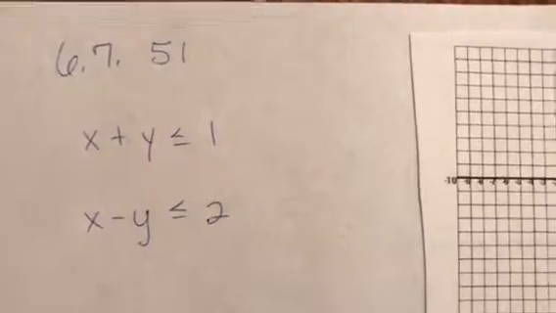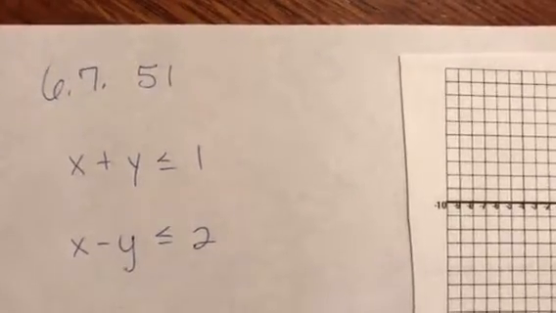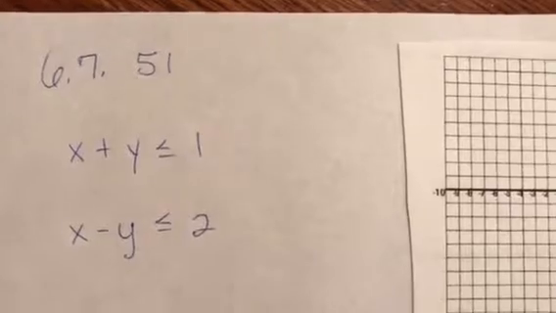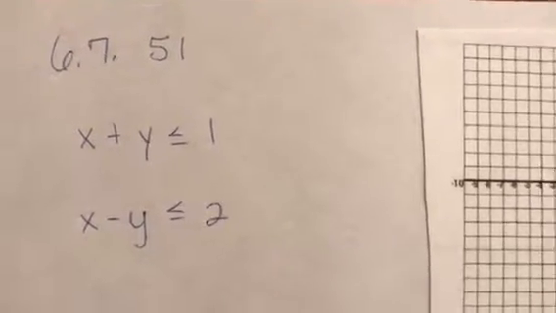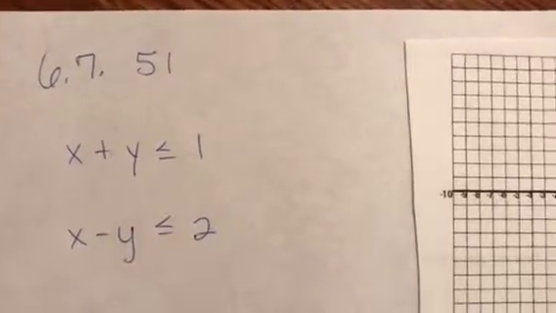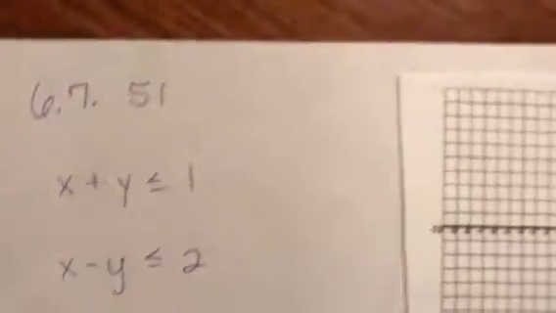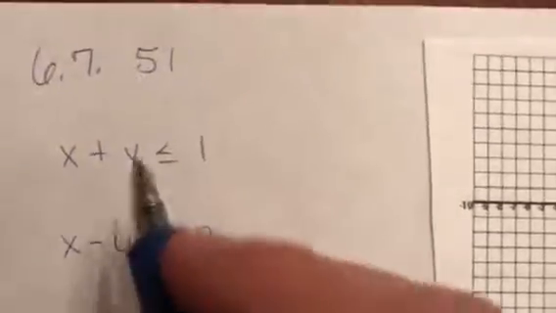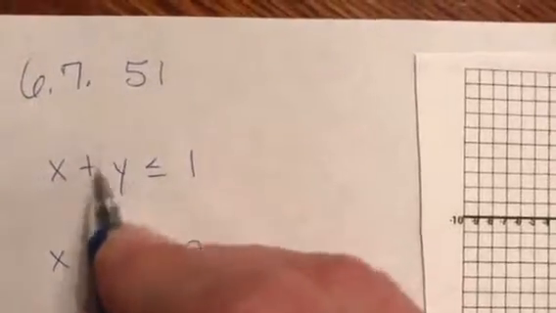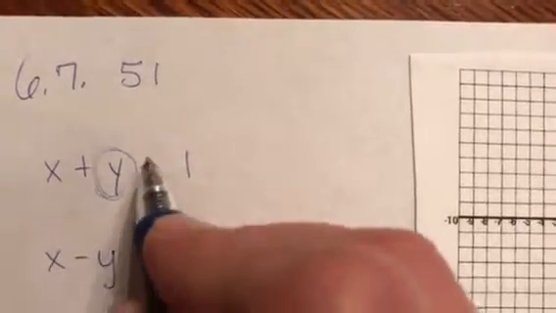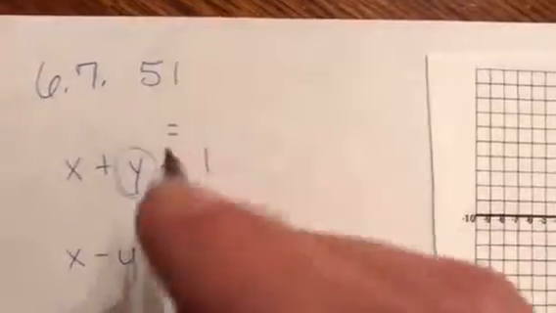All right, this is from 6.7, number 51, and it wants us to graph these inequalities, and then we will check to see what their vertices are. Sometimes there's one, sometimes there's more than one. Now remember, when you graph an equation of a line, I think the easiest thing to do is to get the y by itself, and just for a little bit, we're going to pretend this is an equal sign.